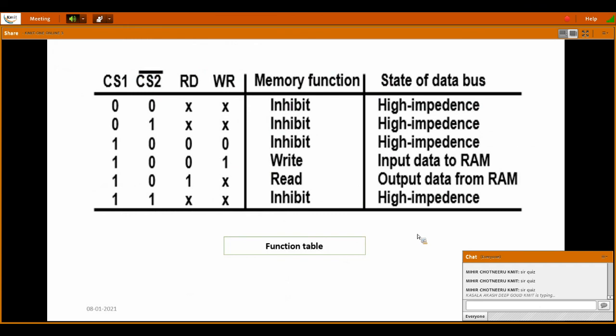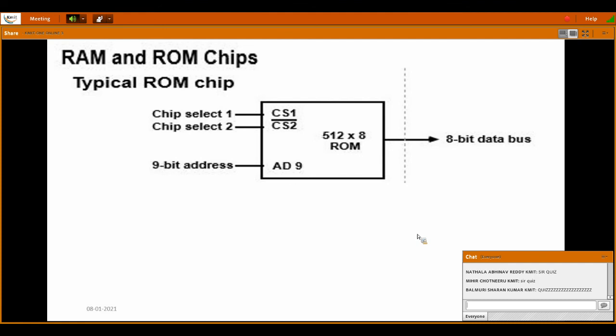Coming to the functional table here, CS1 and CS2. CS1 is 0 and CS2 is 0. Here RD and read write is XX. When you concentrate here, what is the RAM and ROM? Do you understand this RAM and ROM?